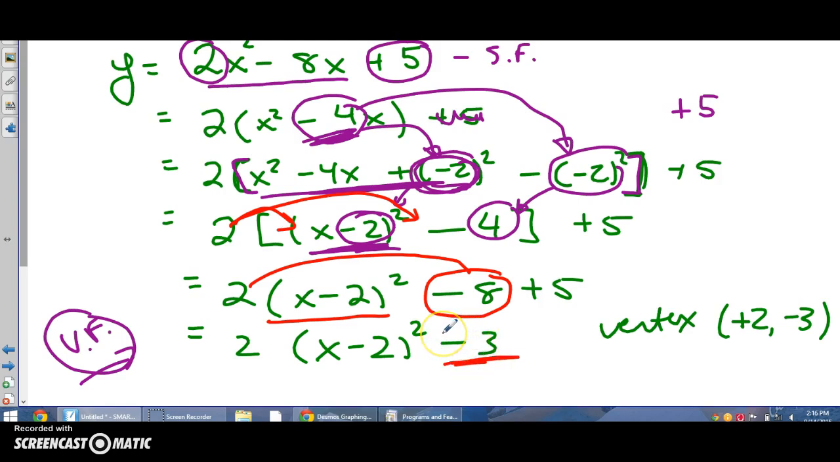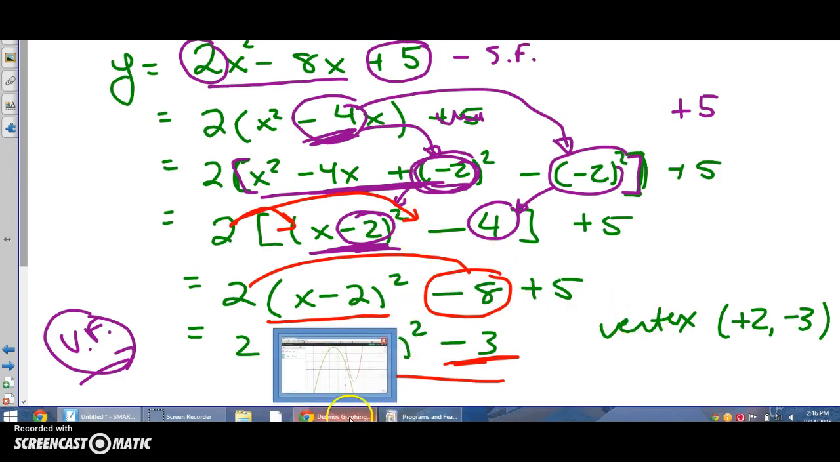Okay, so a bunch of steps, no common sense at all. You would never do any of this ever unless you knew to do it. But that's the way you go from standard form to vertex form. So now I got vertex form. And my vertex here is plus 2. Remember, change the sign. Minus 3.